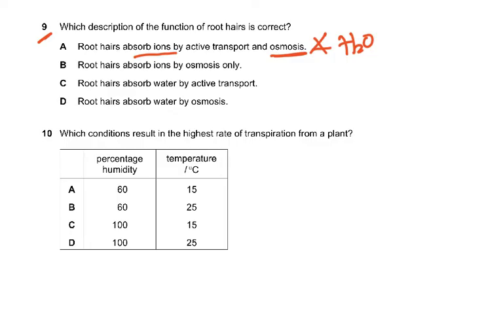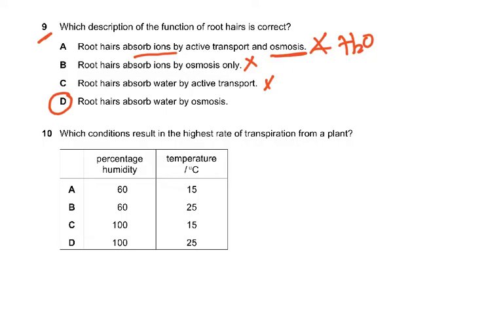Root hairs absorb ions by osmosis only, again wrong. Ions are absorbed by active transport. Root hairs absorb water by active transport. That's absolute rubbish. How can water be absorbed by active transport? So now we are left with D, which is the correct answer. Root hairs absorb water by osmosis.